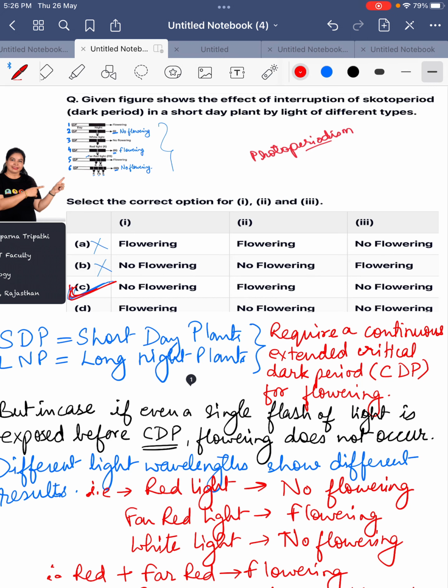But before choosing the correct option, we have to see the last option also, that is flowering, no flowering and no flowering. So it is also not matching with our answer. So in this condition, the correct answer is the third option, that is option C, which is matching with our answer.